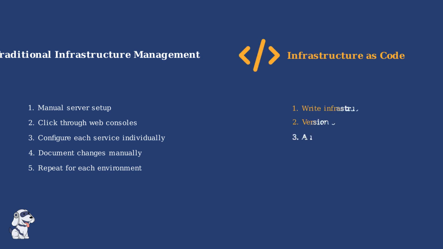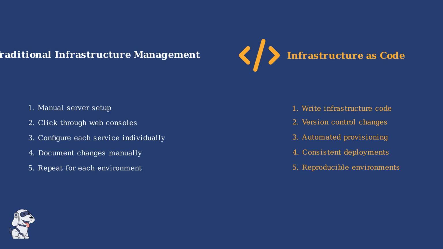Infrastructure as code transforms this process by treating infrastructure like software. We write code to define our infrastructure, use version control to track changes, and automate the provisioning process. This creates consistent, reproducible environments across development, testing, and production.